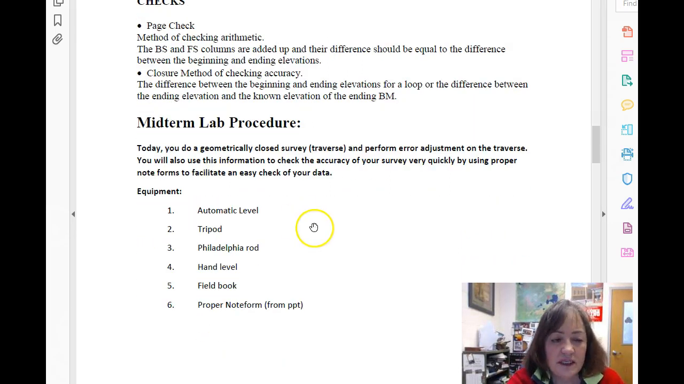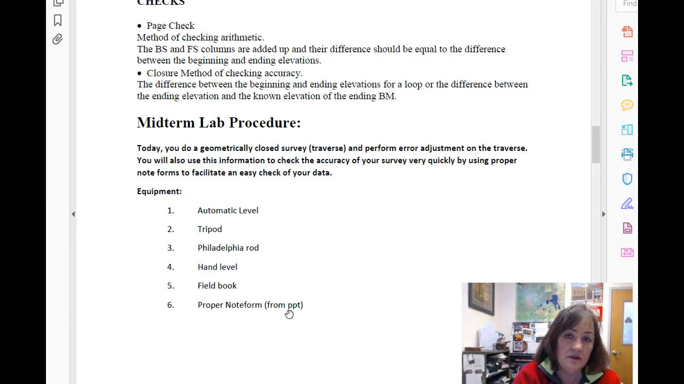All right, so just like in your other labs that we've done, I ask you for the equipment that you're going to need and the proper note form, which I'm going to show you 2 examples, and you'll be able to do your own notes from here.